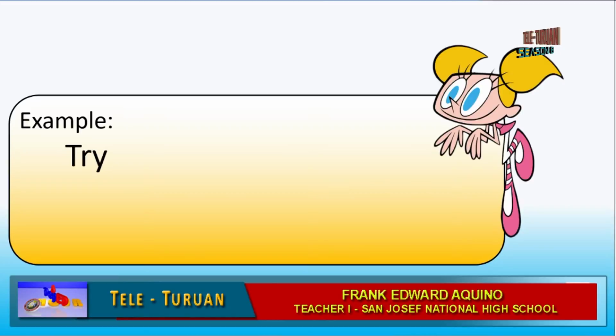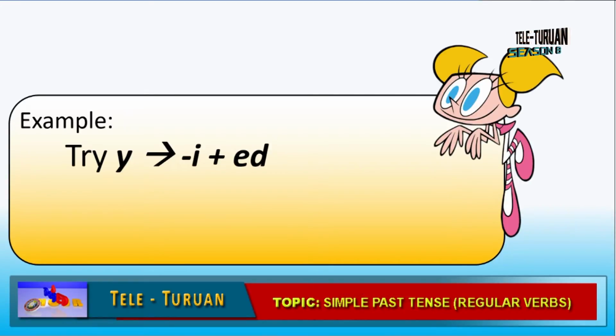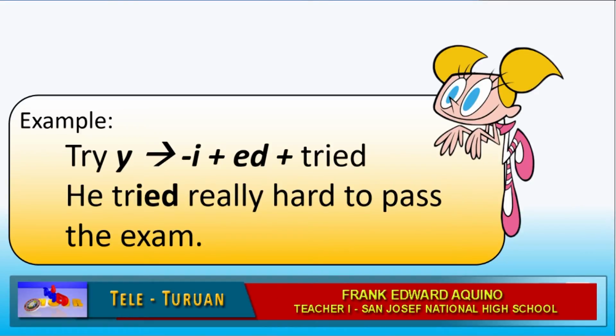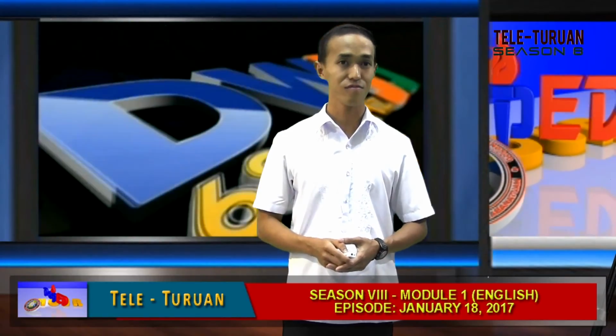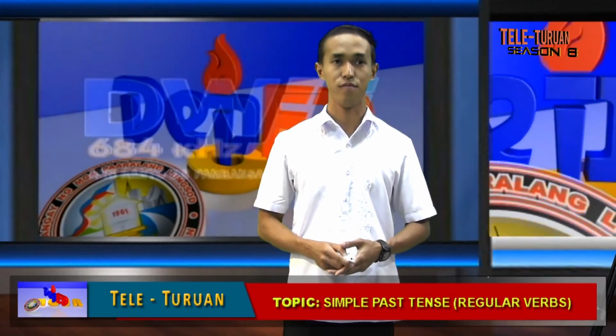The word try. The word try ends with Y. So thus, we need to change Y into I, then add ed. Now let's use that in a sentence. He tried really hard to pass the exam. Where is our verb again? Tried, which is already in the past form.